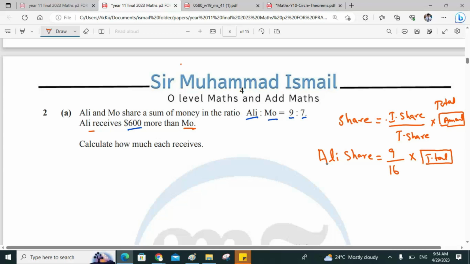Similarly, if I go for Mo's share, how will I write this statement? It will be 7 upon 16 multiplied by the total, because Mo's share is 7, so I am going to get Mo's share. Now we have to connect this whole information into this. We don't have to write it all. I am just explaining this part so you will be able to understand. So how am I going to solve this?